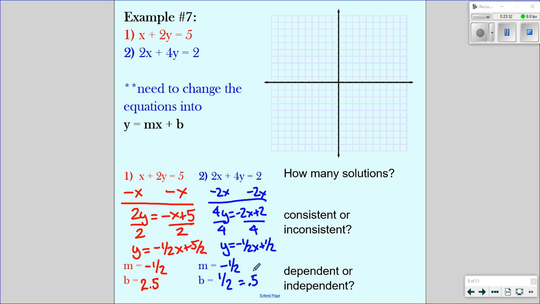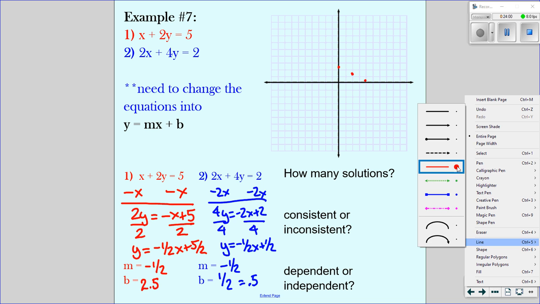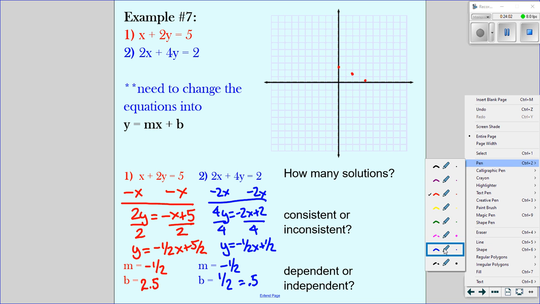Notice that we have the same slope, so we know that it's going to be a parallel line. So first thing, let me go back to the red pen. I'm going to put my b, which is at 2.5, so 2.5 is there. So then it's 1 down and 2, 1 down and 2. I know I could do more, but I have enough to make my line.